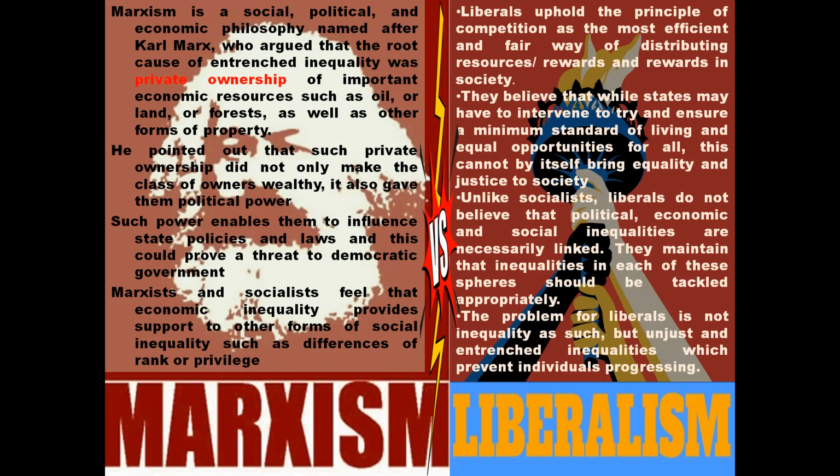Whereas liberals point out that the principle of competition is the most effective and fair way of distributing resources and rewards in society. So they feel that while the state may have to intervene to try and ensure a minimum standard of living and equal opportunities for all, this cannot by itself bring equality and justice to society. So unlike socialists, liberals do not believe that political, economic, and social inequalities are necessarily interlinked. They maintain that inequalities in each of these spheres should be tackled appropriately.